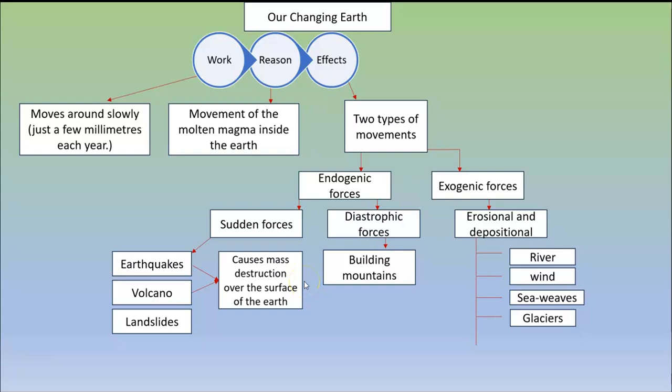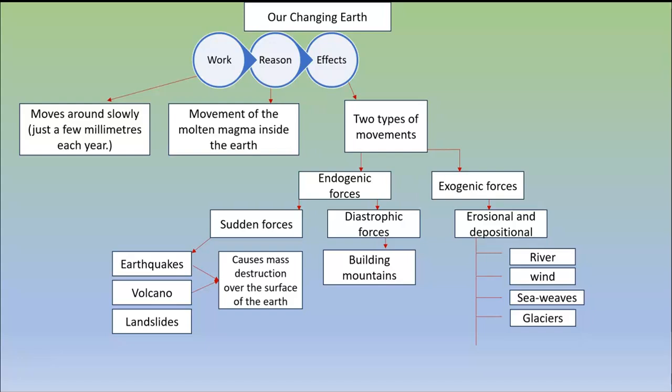As we all know, the lithospheric plates of the Earth are moving around slowly, just a few millimeters each year. Now, why are these lithospheric plates, which are on the outer shell of the Earth, moving? It's because of the movement of the molten magma inside the Earth, which moves in a circular manner. Now, two types of movements with two types of forces happen on the surface of the Earth, or we can experience these changes. What are they? Let's see.